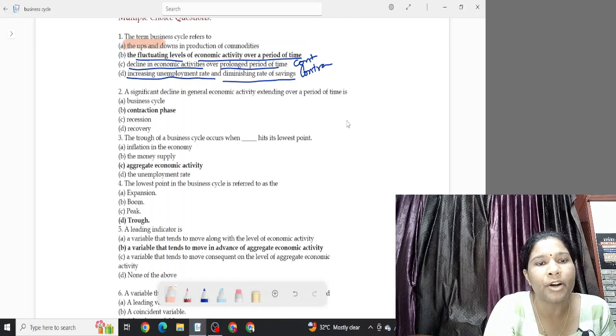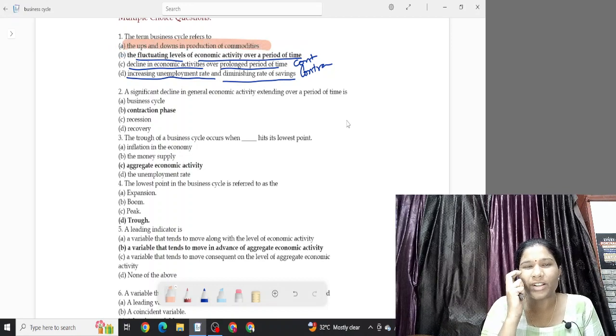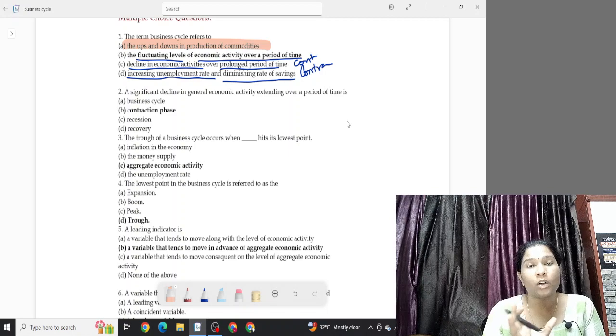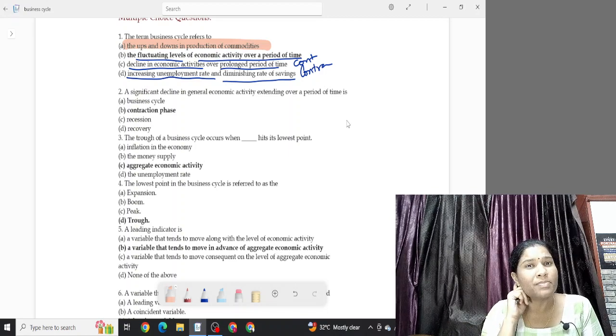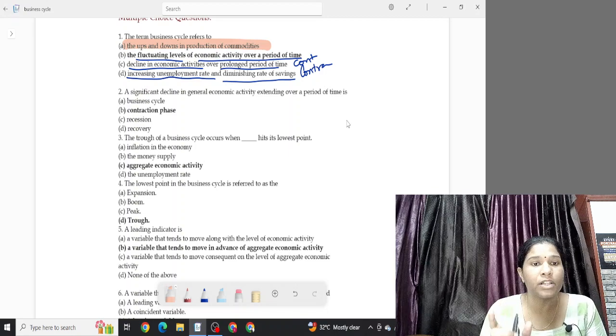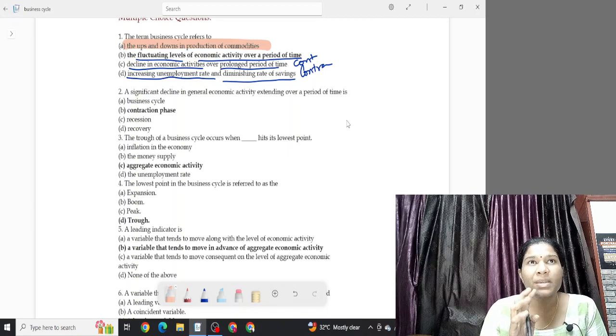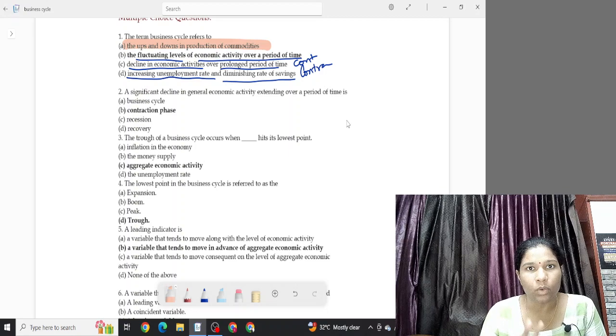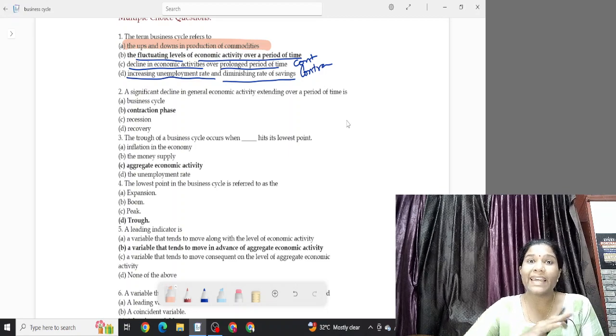Ups and downs in production of commodities. Is it right? No, it's wrong. Why? See, the word ups and downs is very tempting for us, because business cycle is going up and down. So this ups and downs is going to be very confusing to us. But you have to be very sure. Business cycle is all about what? It is all about the aggregate level.